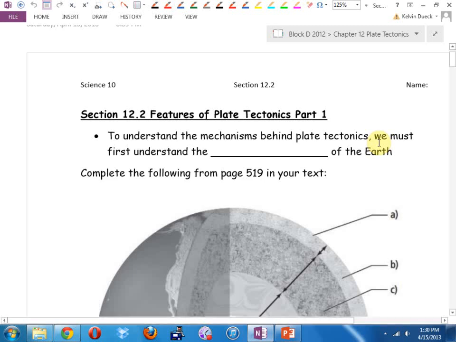So, this is from 12.2 in the textbook. We'll probably spend a couple of days looking at this. So part one, some of the main features of plate tectonics, the theory that explains both the fact that the continents drift, float, move around on the Earth, and why they do so. To first understand this, you have to understand the structure of the Earth.